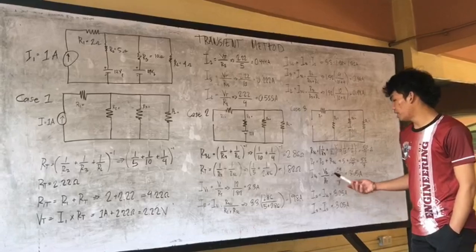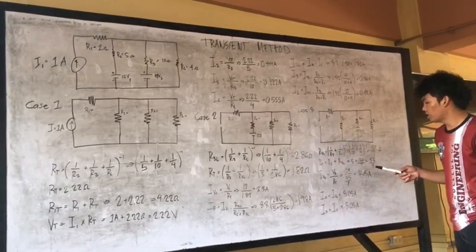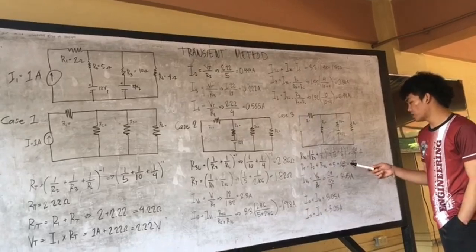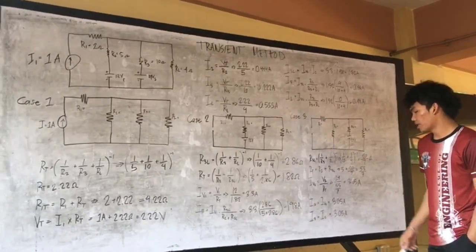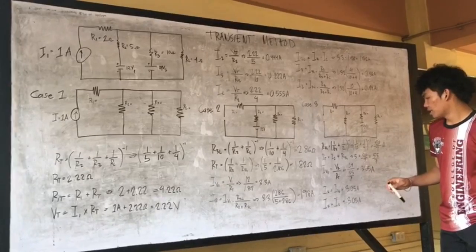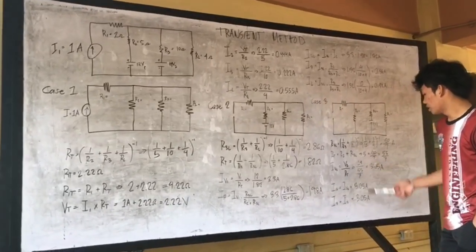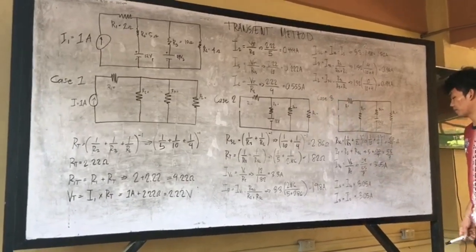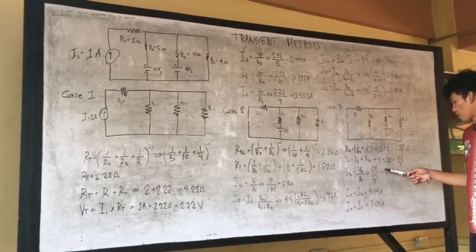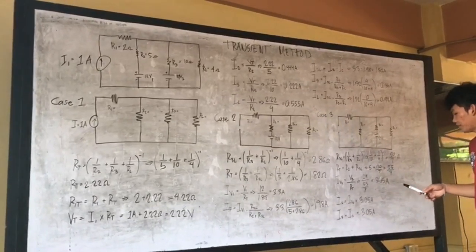The R total is R2 plus R3L. Then substitute 5 plus 20 over 7 equals 55 over 7. And to get the I V2, the formula is V2 over R total. Then substitute 24 over 55 over 7 equals 3.05 amperes.